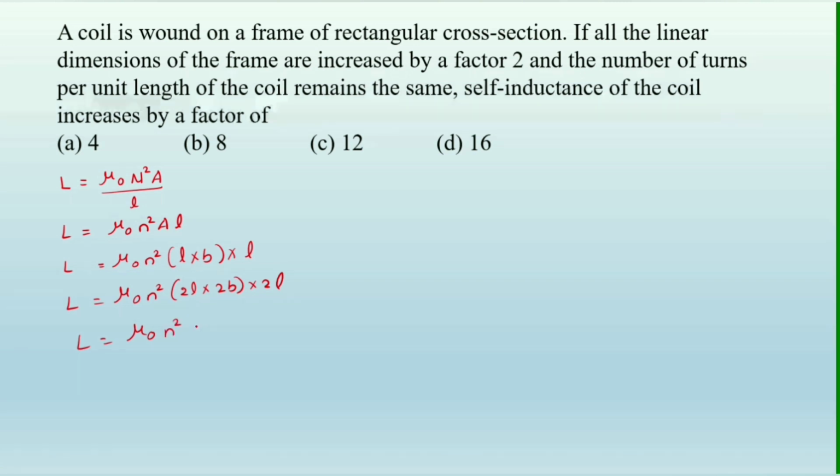So we can get here it as 4. So 2 2s are 4, 4 2s are 8. So that gives 8. 8 is its linear dimension. That means L dash equal to 8 times of L. So here self-inductance of the coil increased by the factor 8. So the right option is option B.